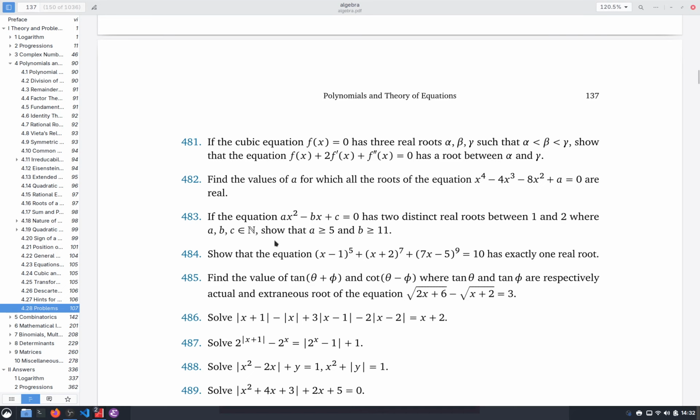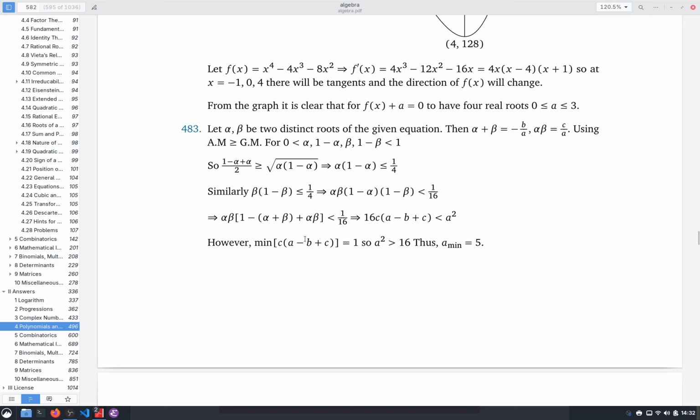Now we come to question 483. It says that if the equation ax squared minus bx plus c is equal to 0 has two distinct real roots between 1 and 2, where a, b, c are in the set of natural numbers, then show that a is greater than or equal to 5 and b is greater than or equal to 11. So again, a very interesting question.